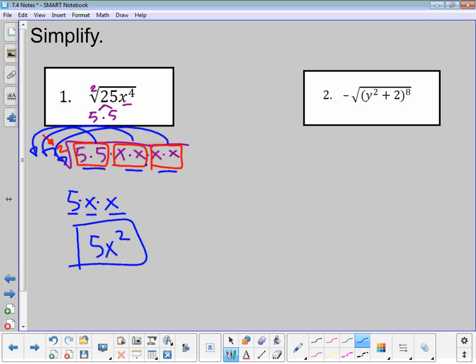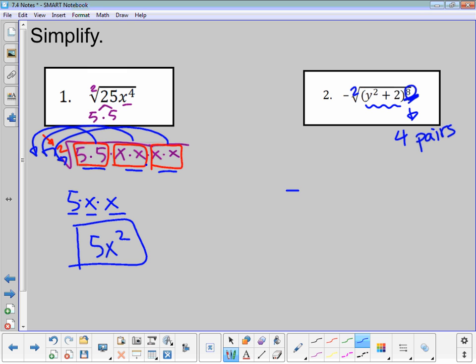Now let's take a look at number 2. So I'm taking this whole thing and raising it to the 8th power. I'm still at an index of 2 there, so I still want to look for pairs. Well, if I have 8 of those, that means I have 4 pairs. Okay, I have 4 pairs of that y squared plus 2. So that means I can take 4 outside.